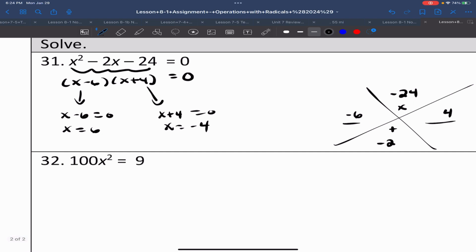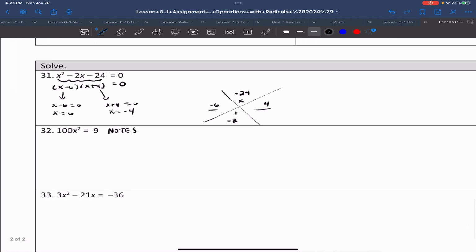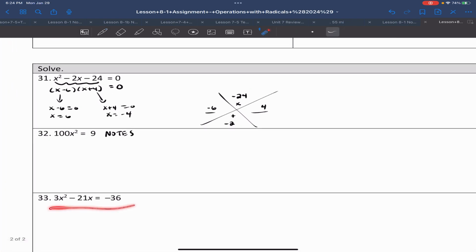32, I guarantee you this is a difference of 2 squares. I highly recommend that you look back at the notes to do that. And then 33, okay, so the first thing is you need to make sure that one side is 0. And you can't do the x method right off the bat for this problem, well, at least in this course, because you want to factor. You want to make sure that the other side is 0 and that you are factoring by the GCF.